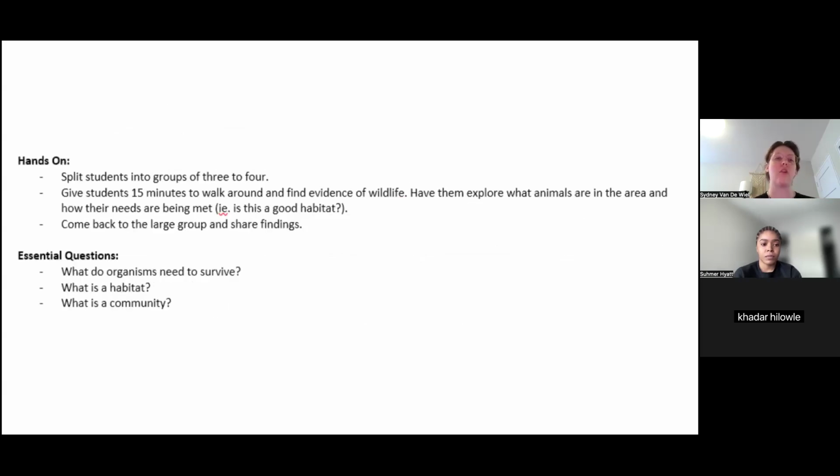And then we have our hands-on, which has students split up into groups, walking around to find evidence of wildlife in the environment, and then explore what organisms they found and how those organisms' needs are being met. Thinking especially, is this a good habitat? So again, we'd be in maybe the schoolyard, looking for things like a bird's nest or even insects. And this is a great precursor to lesson 2, which is starting the habitat maps as well.